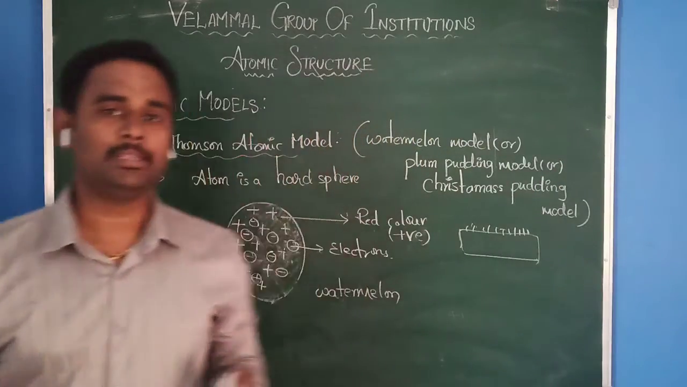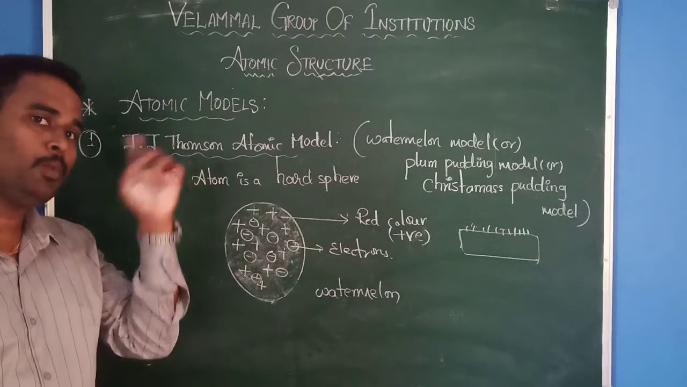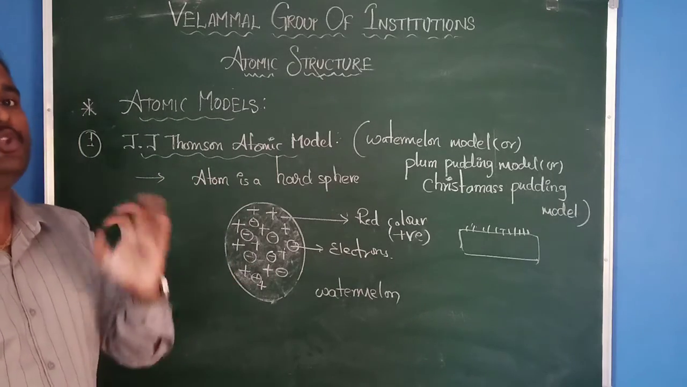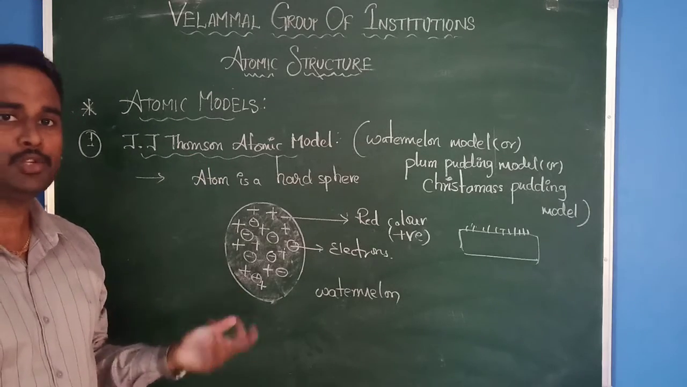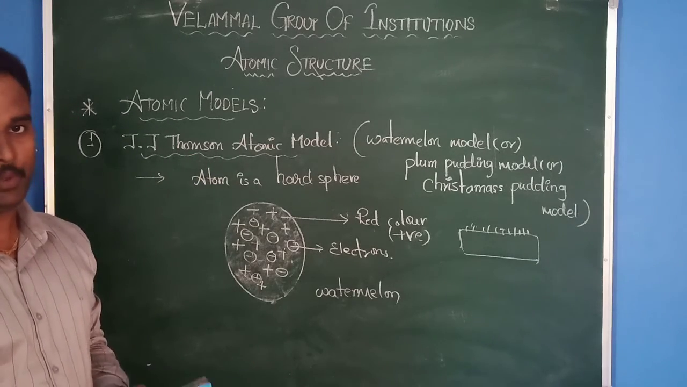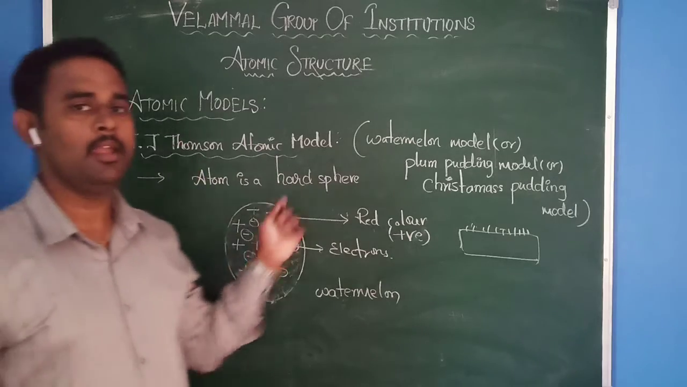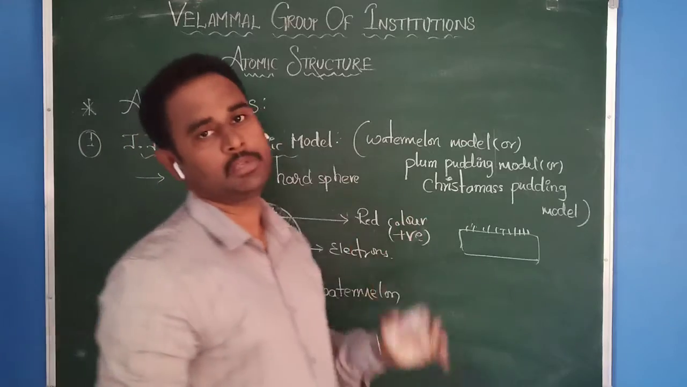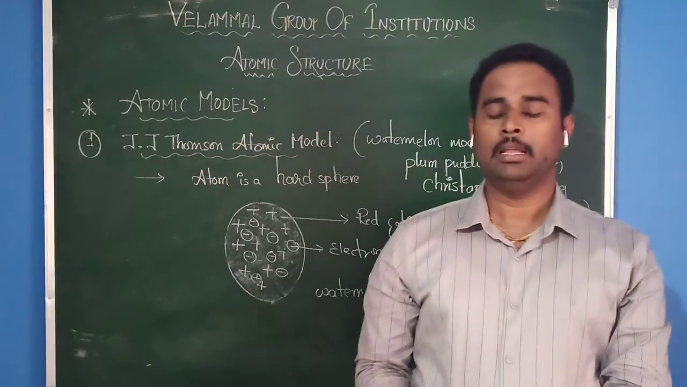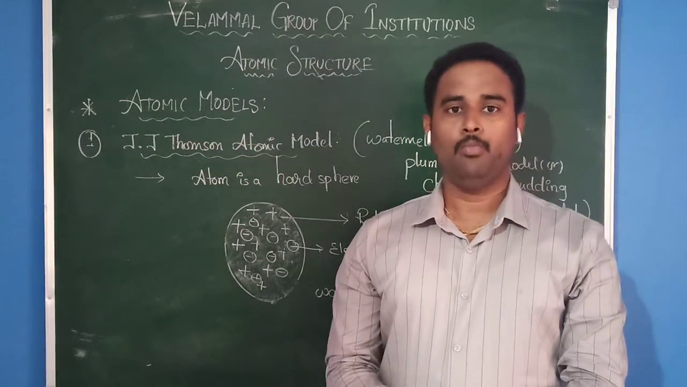The second point is that there is one more important subatomic particle, the neutron. He doesn't discuss the neutron because at that time there was no discovery of the neutron either. This is about the first atomic model, the J.J. Thomson atomic model.